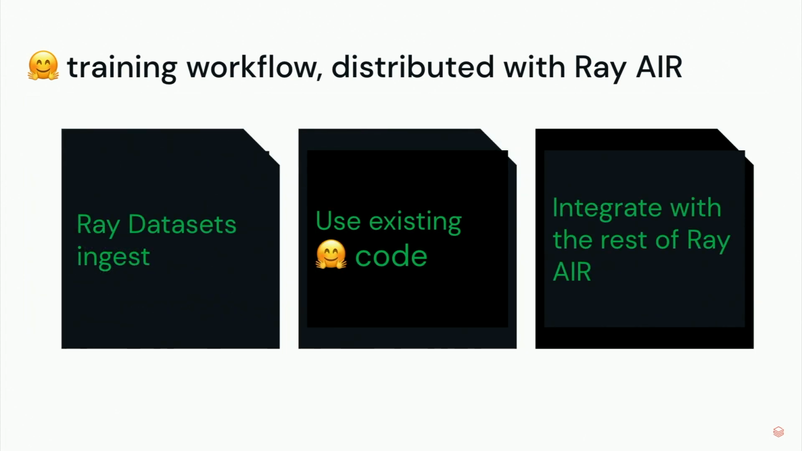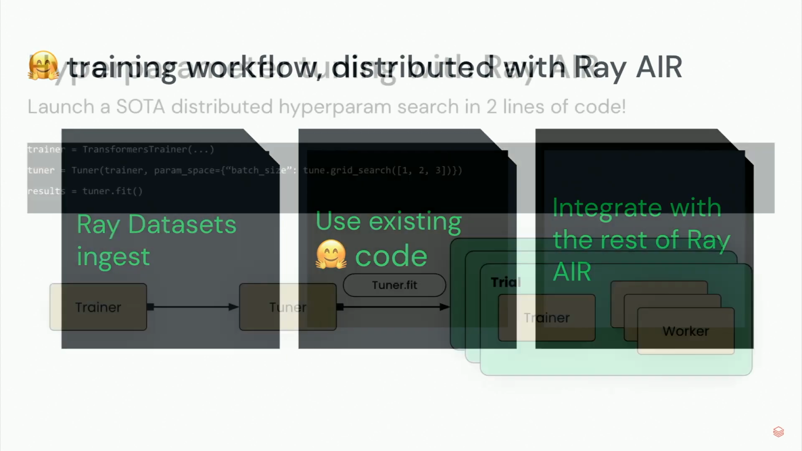So just to summarize, in order to distribute a Hugging Face training workload, you basically just need 3 steps. First, you can use Ray datasets for ingest. Second, you just need to use the existing Hugging Face code. Again, any example that is on the Hugging Face repository or documentation can be modified to run with Ray AI using those very simple steps. And finally, you get the benefits of integrating with the rest of the Ray AI ecosystem.